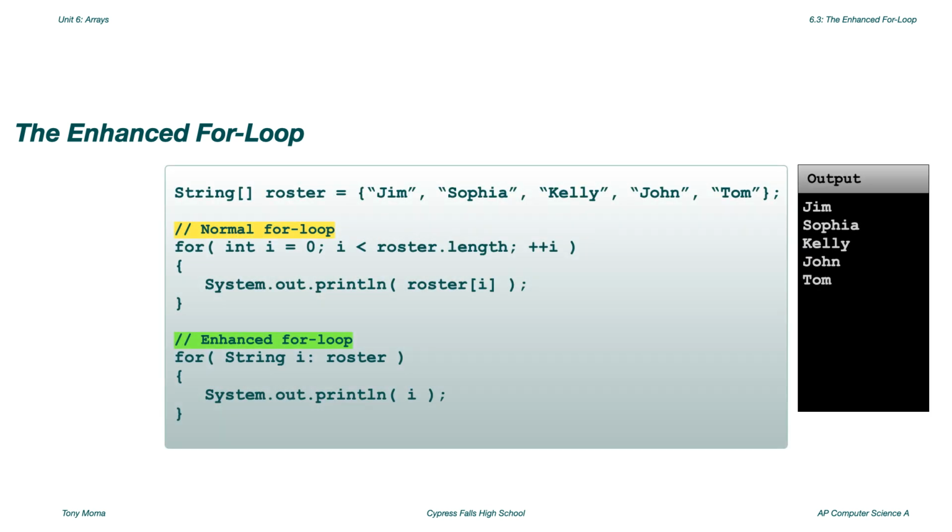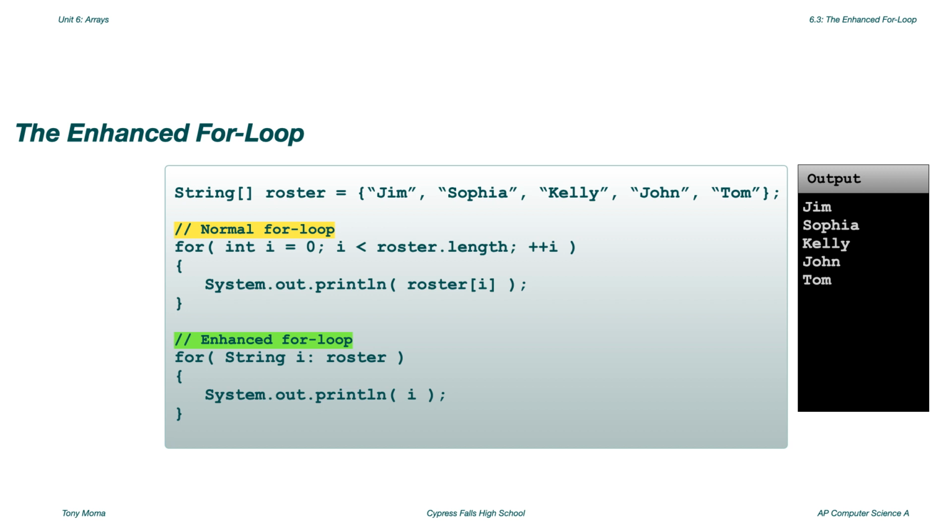So we start off our code the same way we did in the previous lesson. We declare our array of strings called roster, storing Jim, Sophia, Kelly, John, and Tom. Then we write the for loop from the previous lesson, the normal for loop, where the loop control variable is set to 0 initially and then incremented by 1 until it reaches the length of the roster.